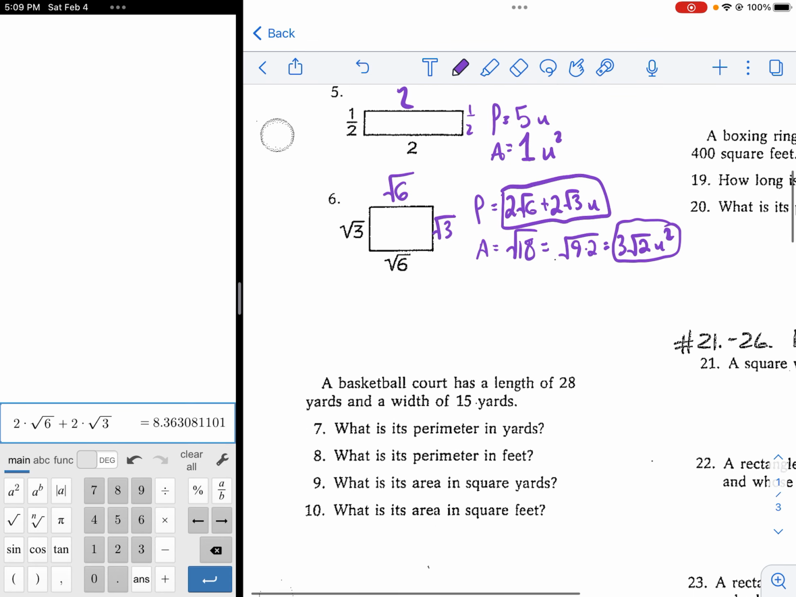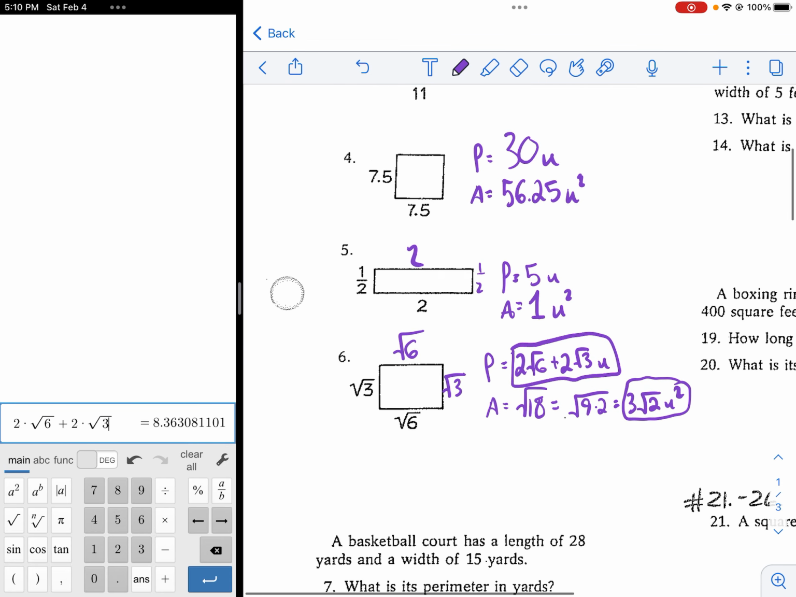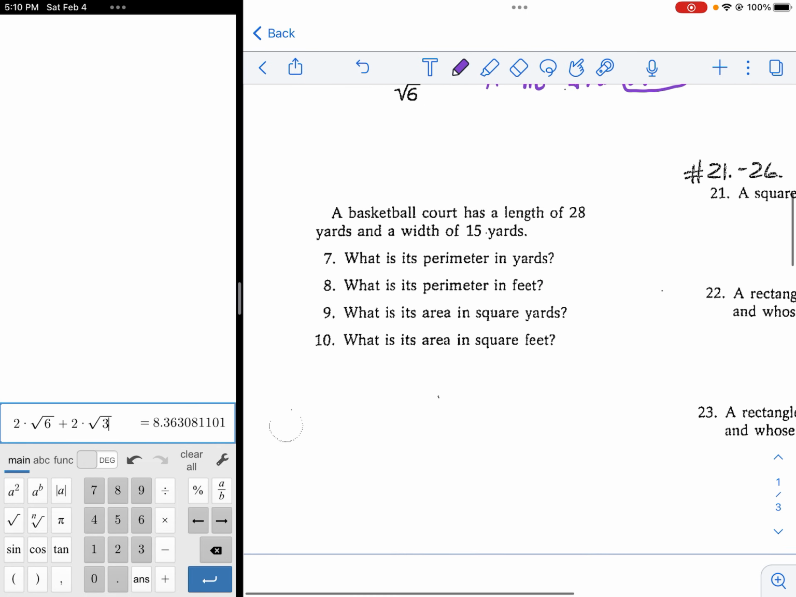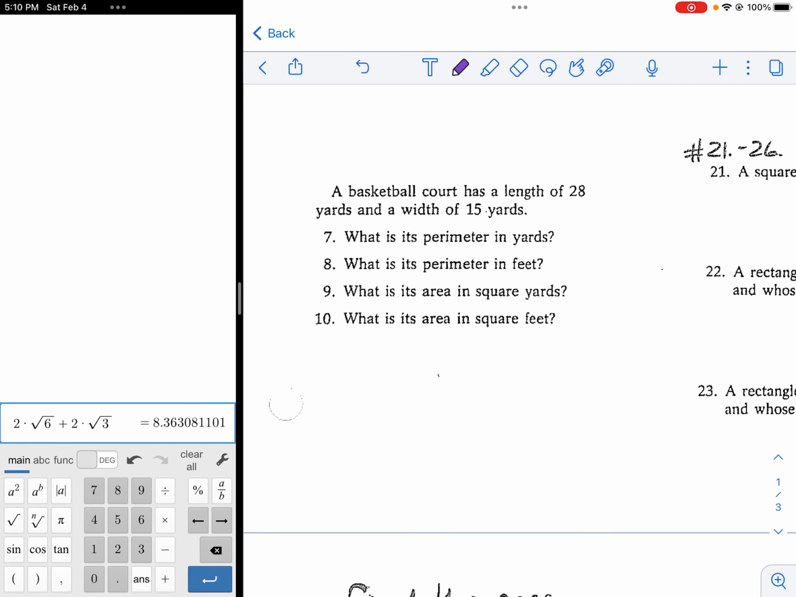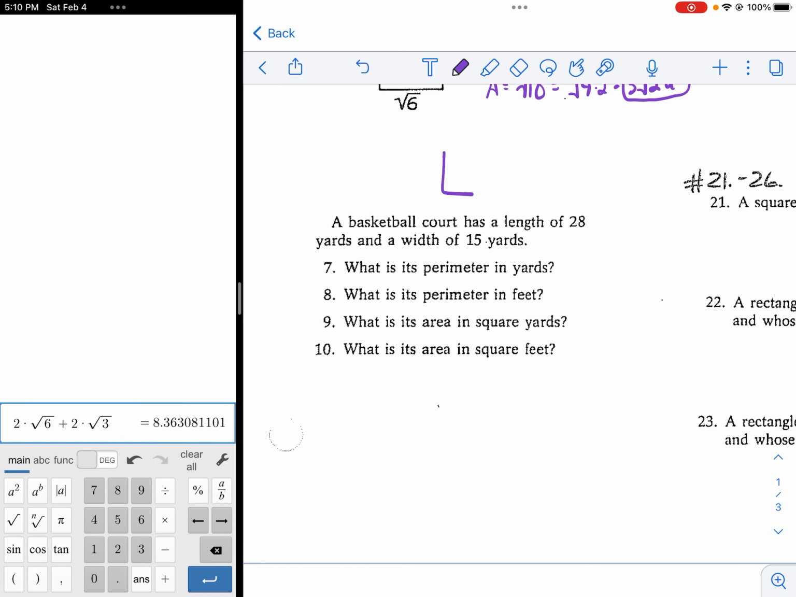That's your 1 through 6, finding the perimeter and area of each of those squares and rectangles. Number 7 asked us a couple questions about a basketball court, which has a length of 28 yards and a width of 15 yards. Okay, so we got a length and a width. It's asking what is its perimeter in yards. We can even draw a picture maybe to help us. Length of 28, width of 15. There you go. Here's my width, here's my length. 28 by 15.